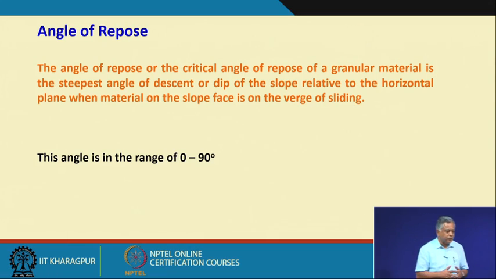Long sentence. I could have split it into 2 or 3 sentences, but what I am trying to say is that suppose I have got 500 grams of sand and I keep pouring gently onto this surface. So, what will happen? Initially they will be spread and then you will find that there is a cone formation.